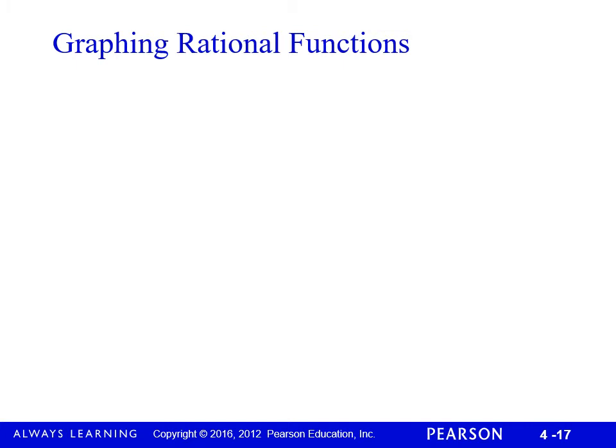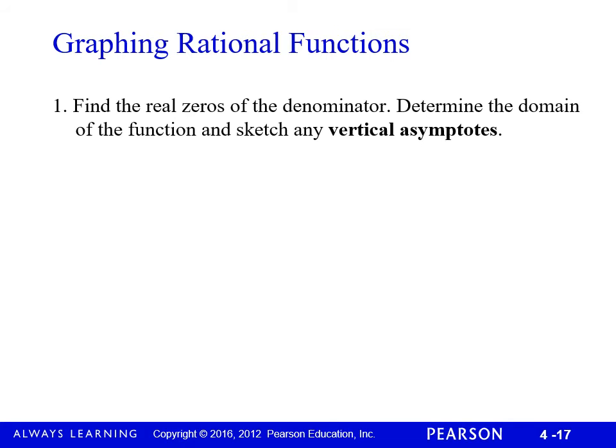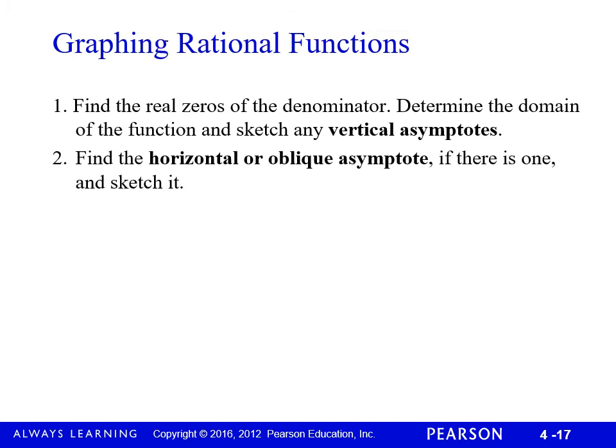Anyway, when we're graphing rational functions, the first thing we want to do is to find the real zeros of the denominator. Determine the domain of the function and sketch any vertical asymptotes. All this is saying is set the denominator equal to 0. When does the denominator equal 0? These are our vertical asymptotes unless, remember, there's a common factor in the numerator, and then that factor, when it equals 0, is actually a hole.